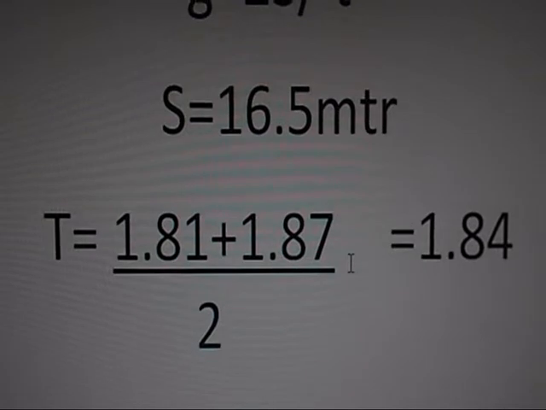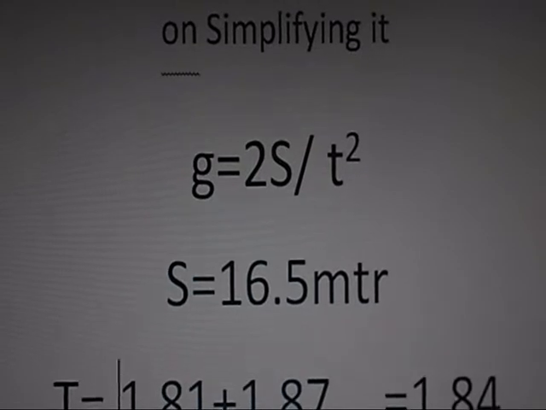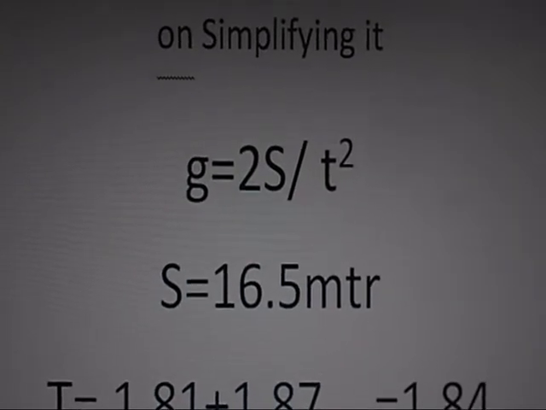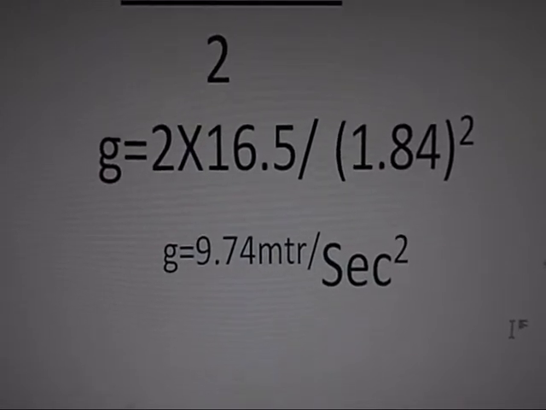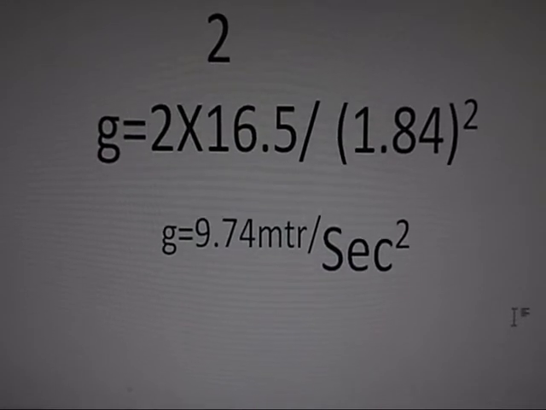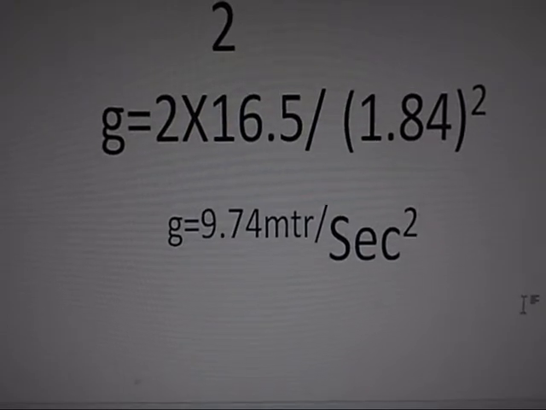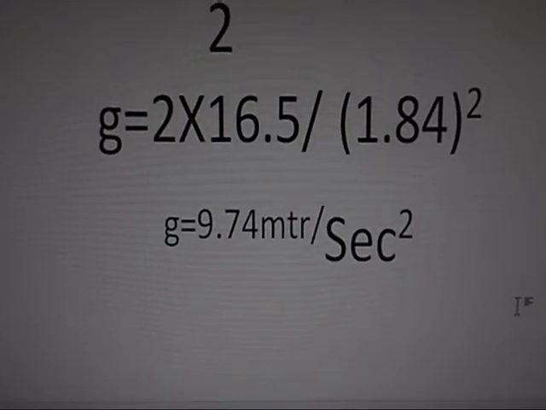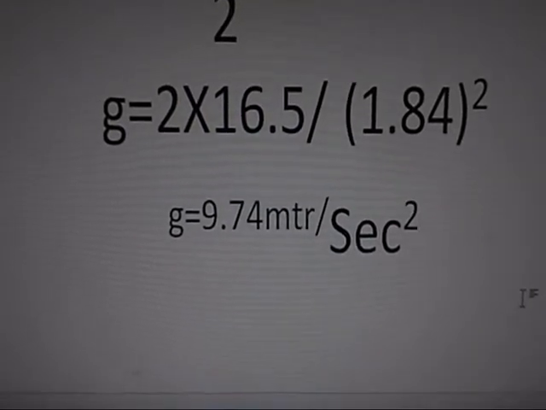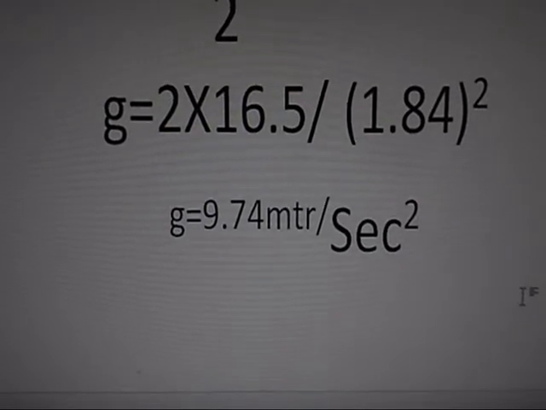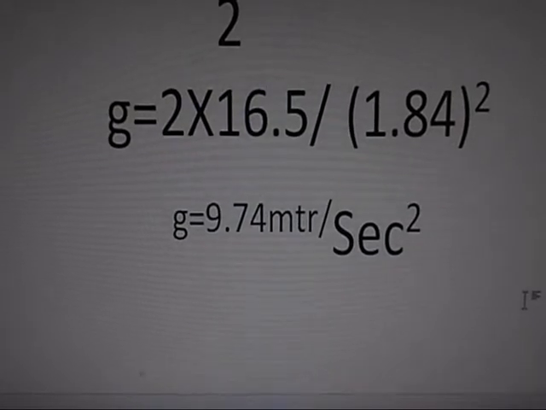And now we will put this value in our formula, g is equal to 2S by t square, and we will find out the value of g. Substituting this value in the above formula, we get g as 9.74 meter per second square, which is quite close to the observed value of gravitational acceleration, which is 9.8 meter per second square. So this way we can calculate the value of gravitational acceleration.